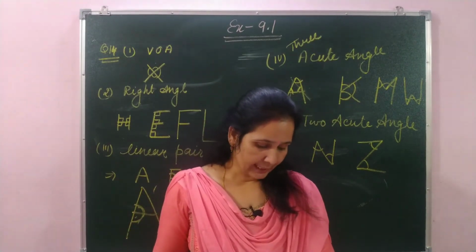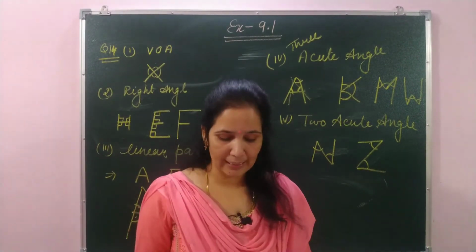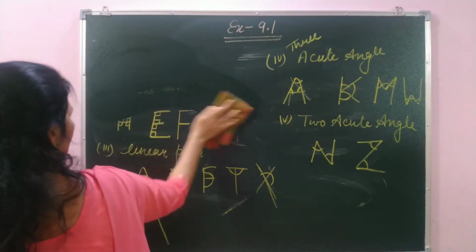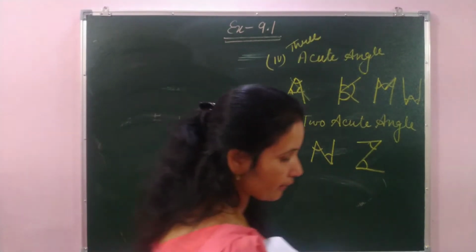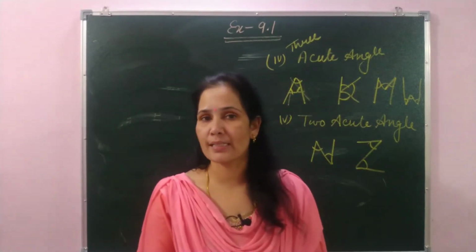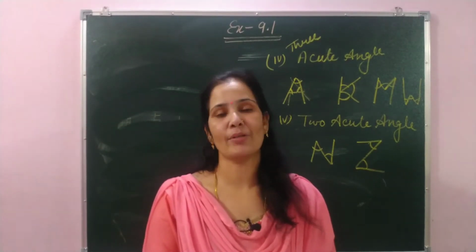Okay students. Now move to question number 15. The letters N and Z of the English alphabet contain two angles. Are they adjacent angles? No. Why? Now I am going to explain the reason why these are not adjacent angles. Students, as we discussed in the definition of adjacent angles, two angles are said to be adjacent if the vertex is common and one arm is common.